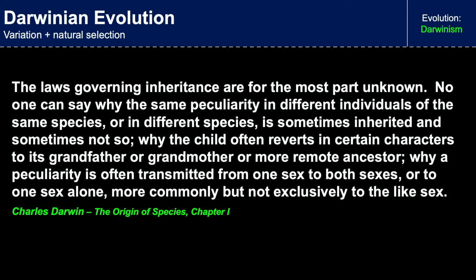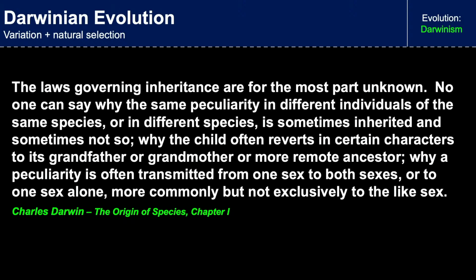Here's what he says in chapter 1 of the Origin of Species. He says, the laws governing inheritance are for the most part unknown. No one can say why the same peculiarity in different individuals of the same species or in different species is sometimes inherited and sometimes not so. Or why the child often reverts in certain characters to his grandfather or grandmother or a more remote ancestor, why a peculiarity is often transmitted from one sex to both sexes or to one sex alone, more commonly but not exclusively to the like sex. A lot of words to say, I don't know. So he didn't know where that came from.